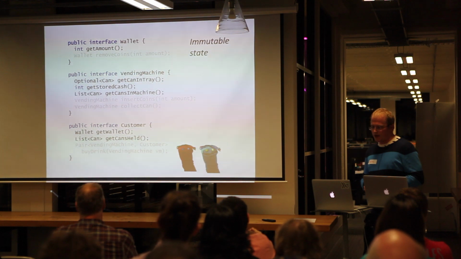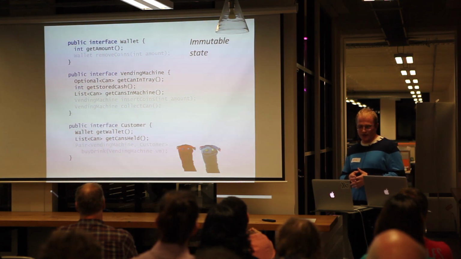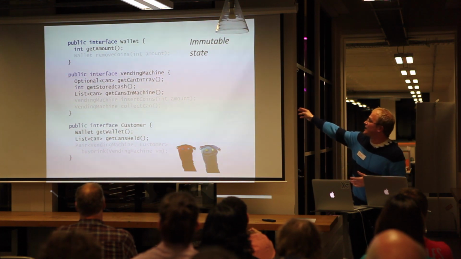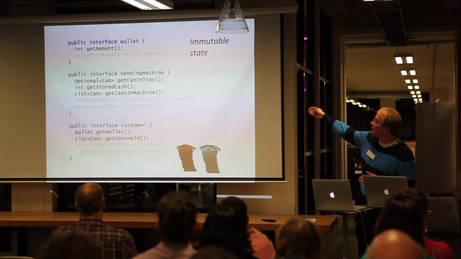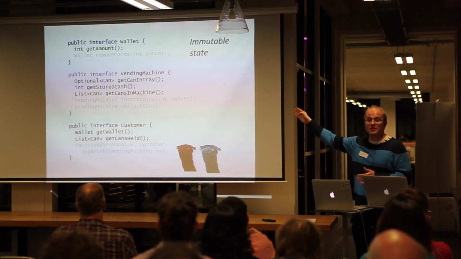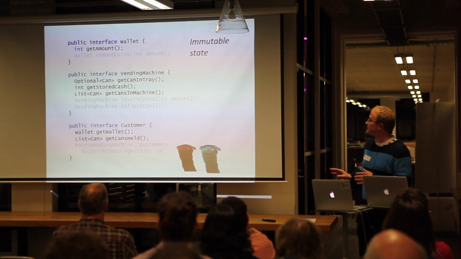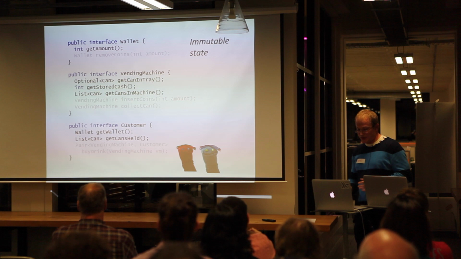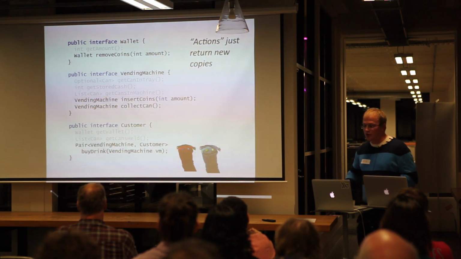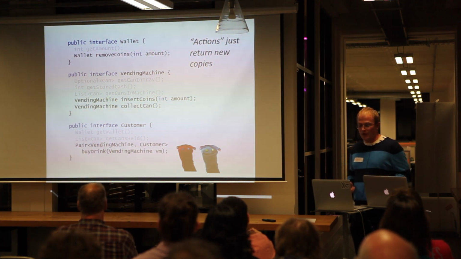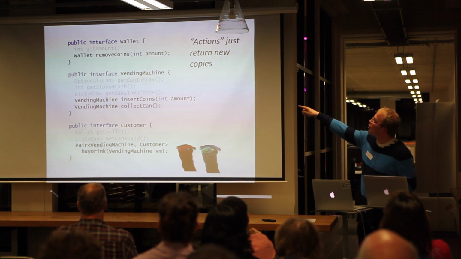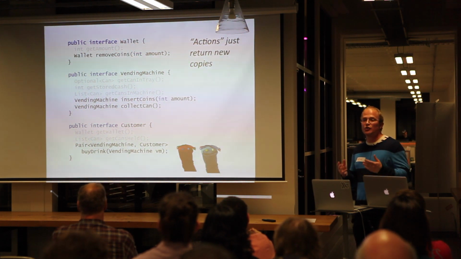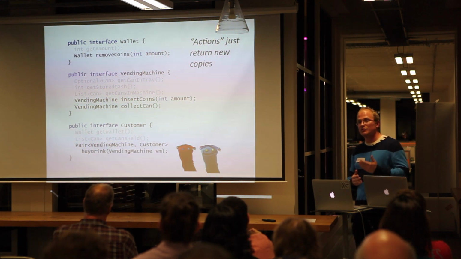So now there is immutable state, and these interfaces. There is an amount in the wallet. There is optionally a can in the tray and stored cash and cans in the vending machine. So this is all the state that we care about. This is the state that affects the correctness of this system. The customer has a wallet and potentially has a bunch of cans that he's purchased. And then also we have the actions that we perform, but in fact they're just returning a new copy of the data, of the state. They're not doing anything as such. They're returning a new value, a new immutable value.